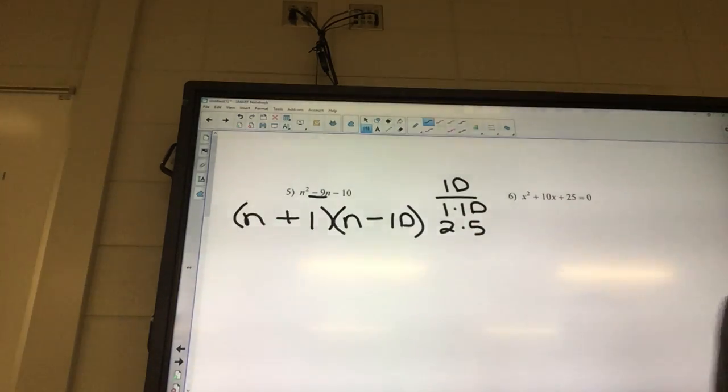Do we stop or do we keep going? We stop because there's no equals 0.